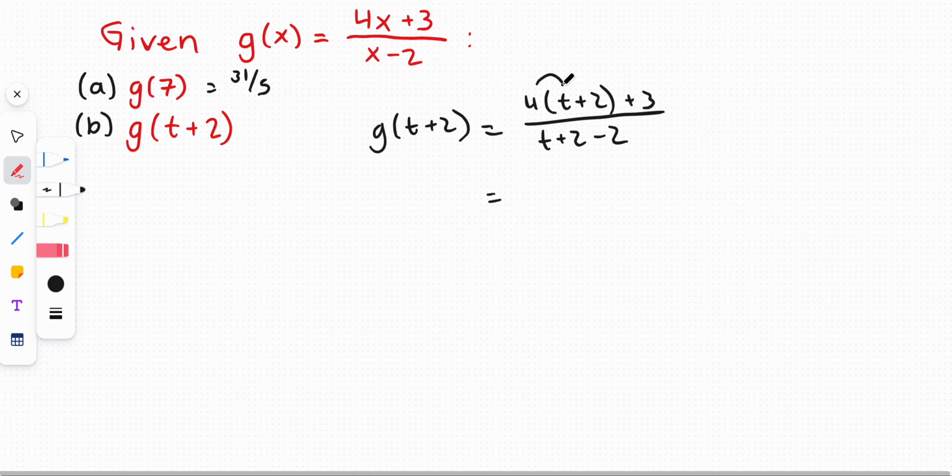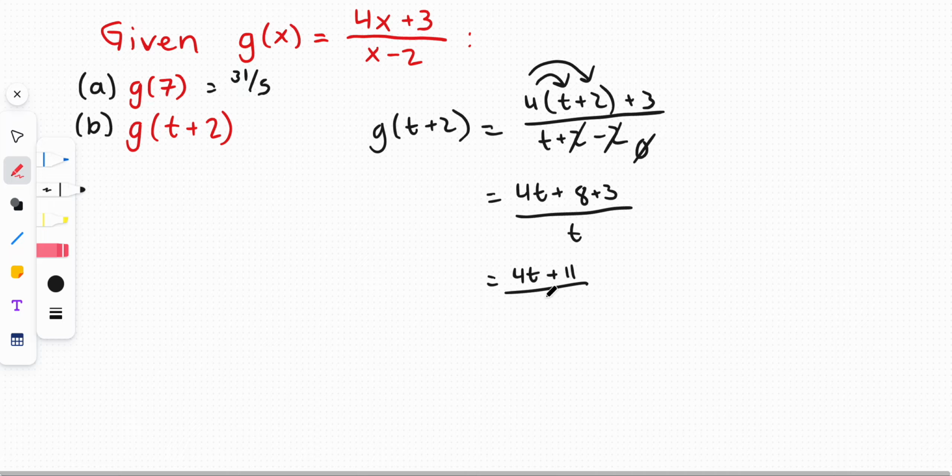So we can distribute this 4 to t and to 2. So we get 4t plus 8 plus 3, all divided by, if we have 2 and negative 2, these cancel out to be 0, right? So we just remain with our t at the bottom. Right, and then if we simplify the top, we get 4t plus 11, all divided by t. Right, and so this is going to be what g of t plus 2 equals.